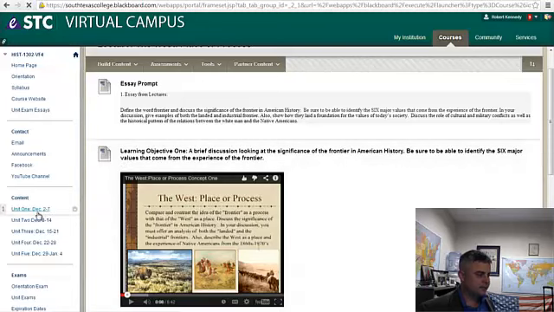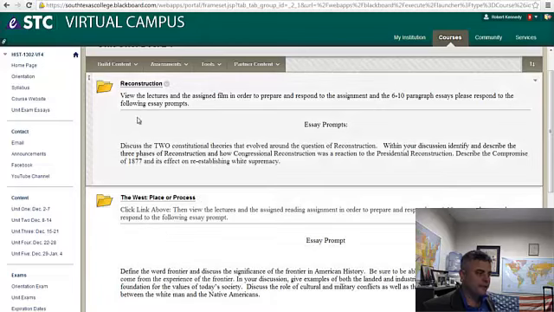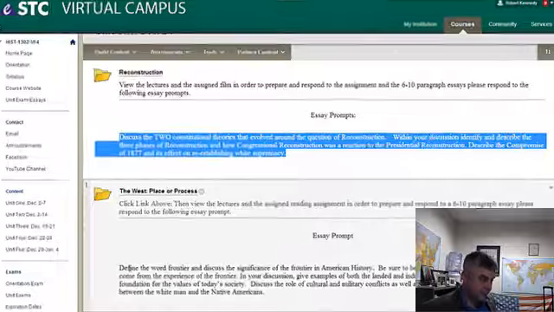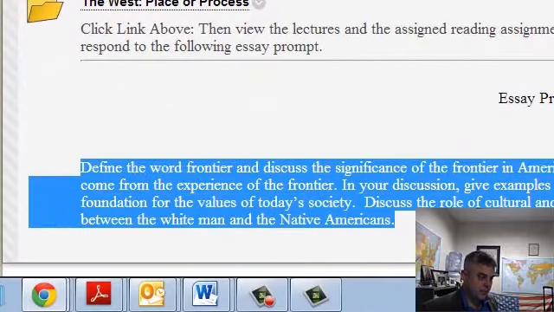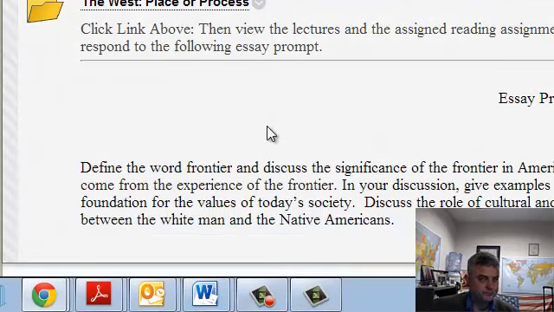So what we're going to do here is go back to Unit 1. By the end of the week, once you've gone through the Reconstruction material, once you've gone through the West, and you have taken notes to respond to these essay prompts, then you are ready to take Exam 1. Try to be ready for that by this Friday. It will be very helpful to you.